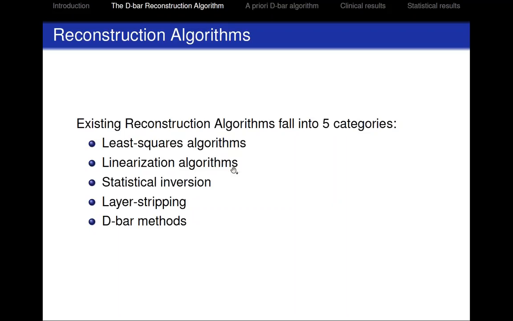Linearization algorithms: there are EIT methods using back projection, there are one-step least squares algorithms, and Calderón's method is another linearization algorithm. Statistical inversion usually uses Bayesian techniques. Its disadvantage is that it is usually slow to converge, but it doesn't require smoothness assumptions, and it's very nice for including a priori information. Layer stripping, I'm not sure why I always include that, because it's been proven to be unstable when there's noise in the data, but it is a direct method.